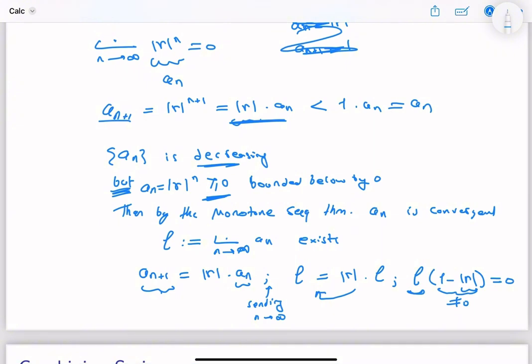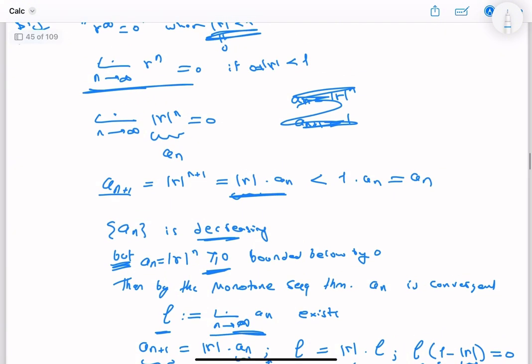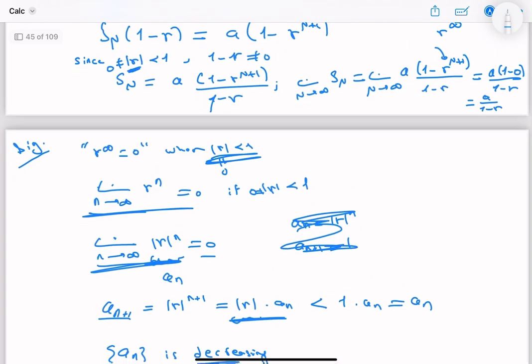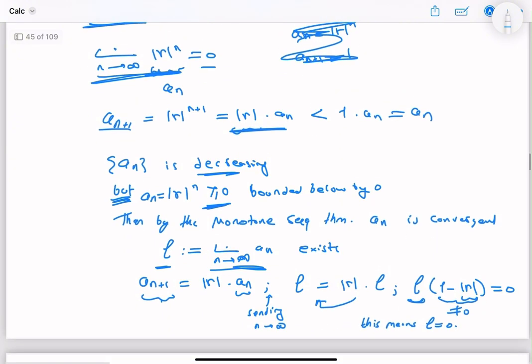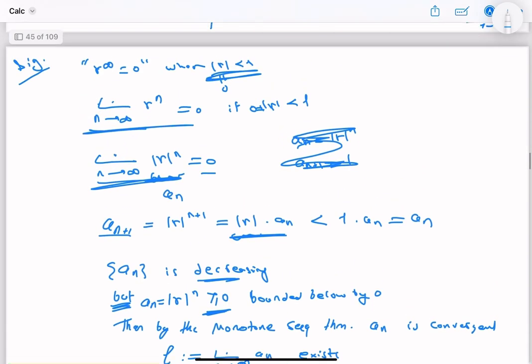So this means that L is 0. Now, what is L? Well, remember, L is the limit of a_n. And who is a_n? a_n is this thing. So we just proved that the limit of this thing is equal to 0. And this is all we needed to do, right? So this is a bit of a digression, just for you to know that actually it's an important limit to go over. And I advise you to study the tricks behind this limit, because they are very important actually.